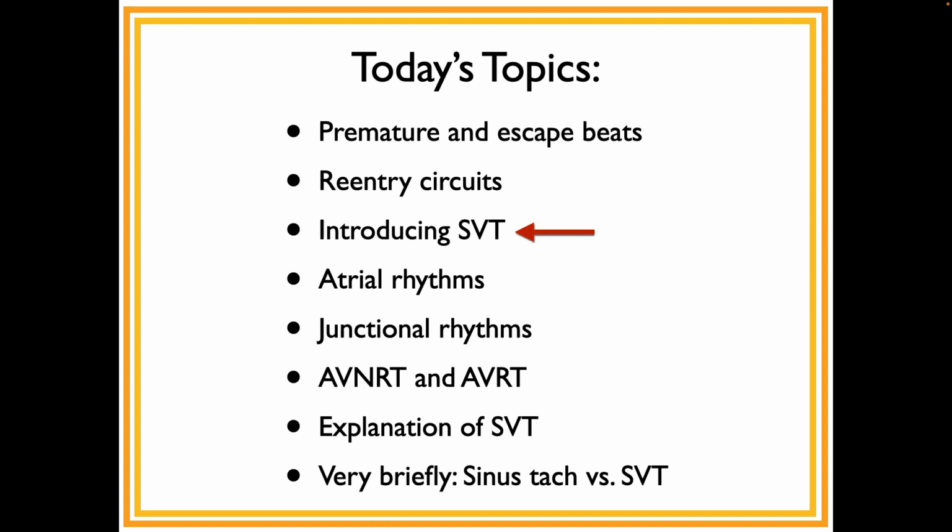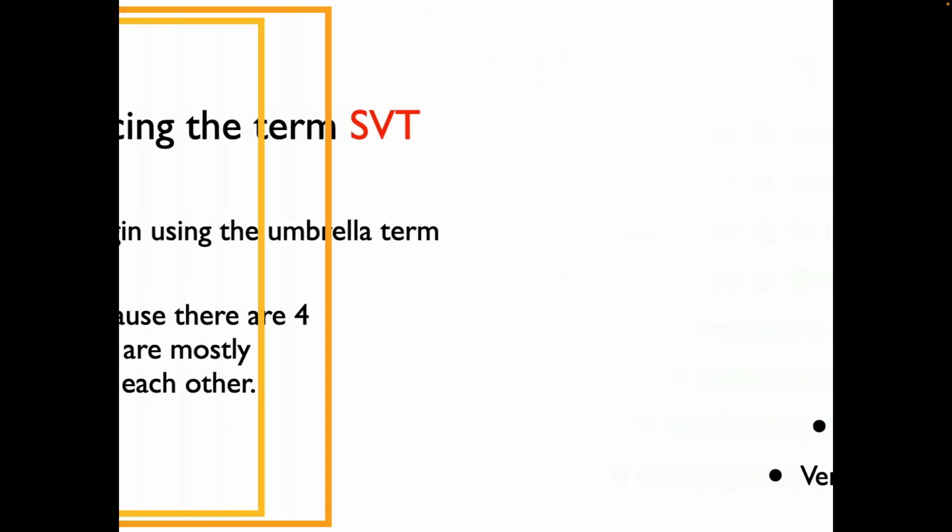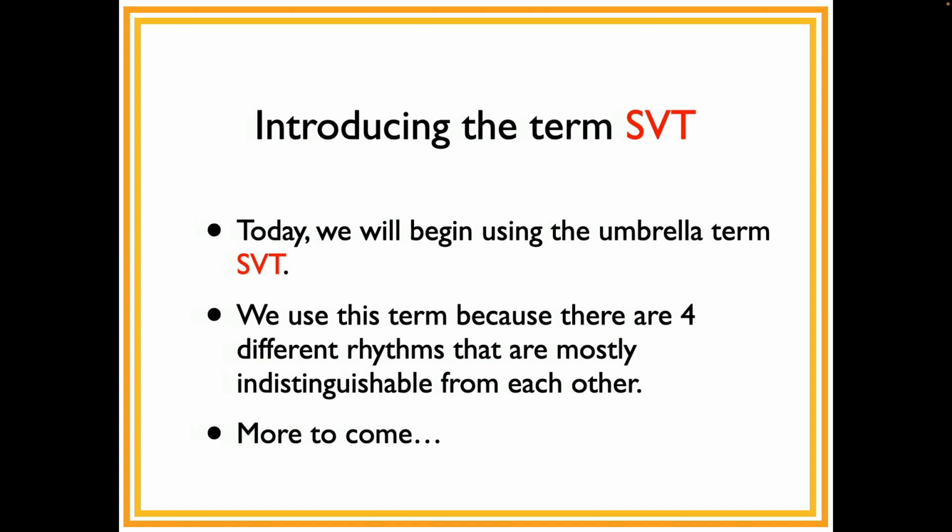You guys ready? And then we'll really get into it down here. But I want to introduce the term before we actually explain what it is, so you know it's coming. What you need to know about it right now is it's an umbrella term that we are going to start using with atrial and junctional rhythms, because there are 4 different rhythms that we can't tell apart from each other. Just cannot tell apart. They all look alike. And so that's why we're going to start using this term SVT. But we'll pick up on that as we go.